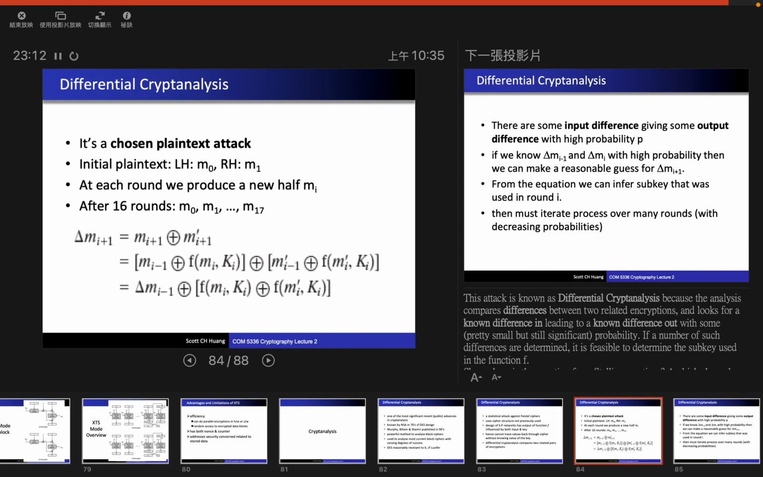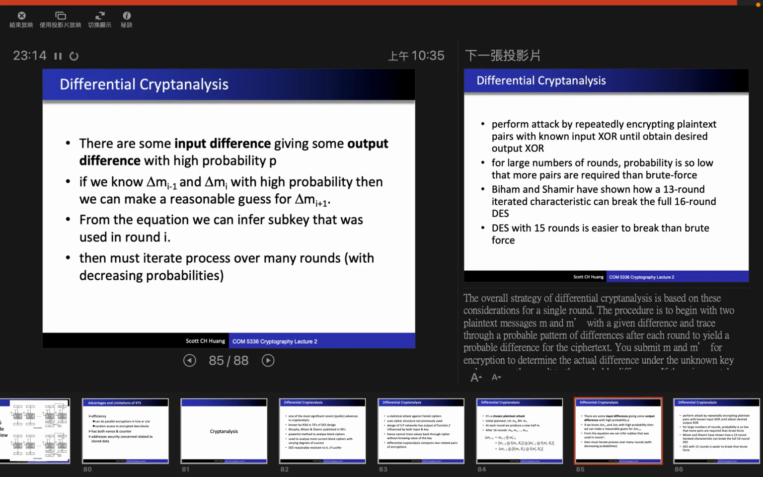So this is differential cryptanalysis. It's trying to find an input difference giving some output difference, and key, so that the probability, the statistical distribution, deviates from the uniform distribution. Okay, then that's differential cryptanalysis.